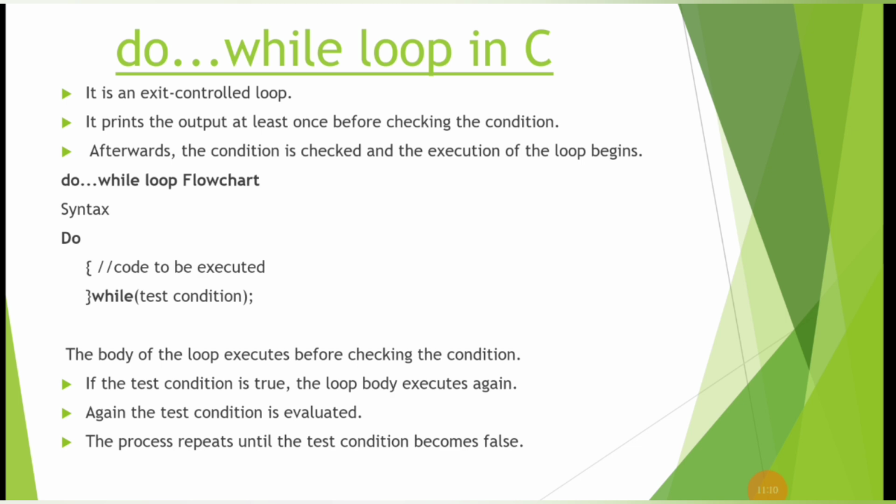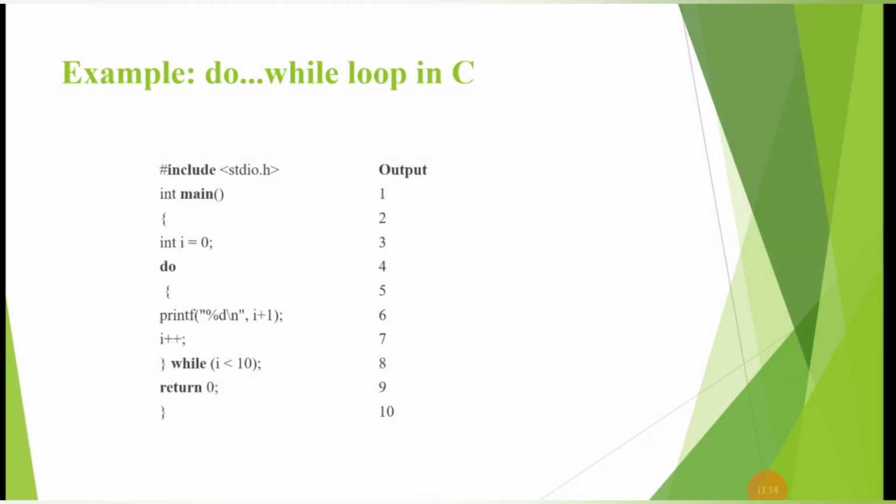So here is an example program for the do while loop. Here we are using I equal to 0 and then do. Here also we are printing I and then I is incremented. After that, in the while condition, we are giving a test condition. So here also the same output will be printed from 1 to 10.